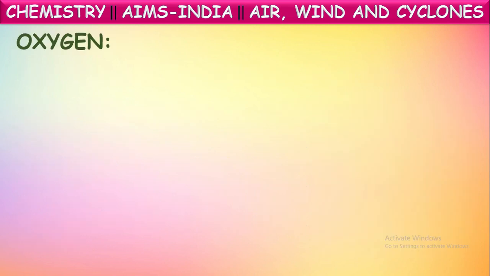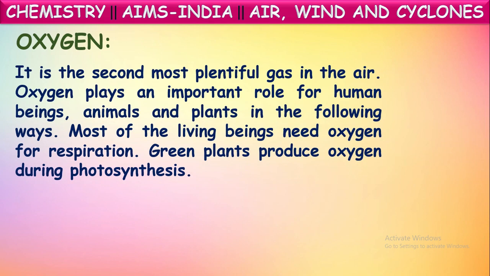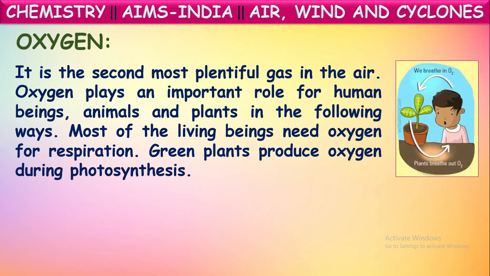Next, another important gas present in atmospheric air is oxygen. We know it is the second most plentiful gas in the atmospheric air. It is available at around 21% by volume in the atmospheric air. This oxygen plays an important role for human beings and other animals, and even for plants, in the following ways. What are those? Most living beings like animals and human beings need oxygen for their respiration, isn't it?